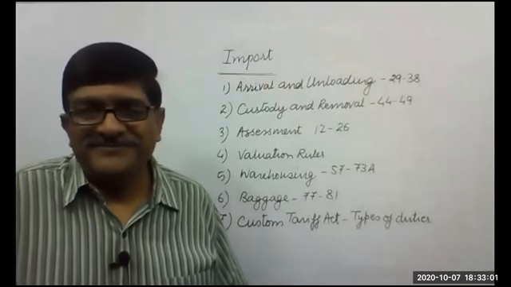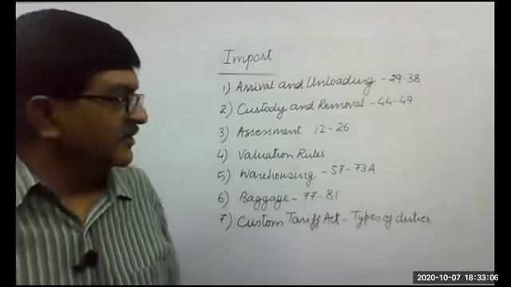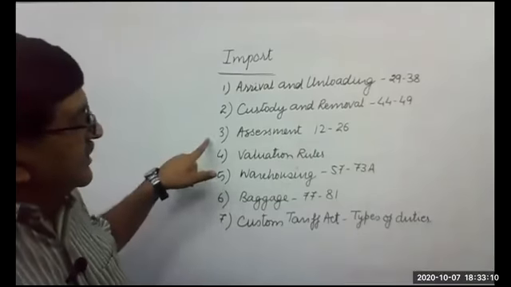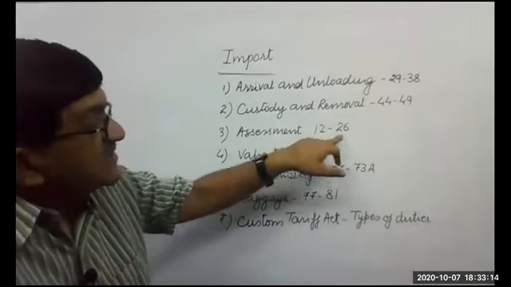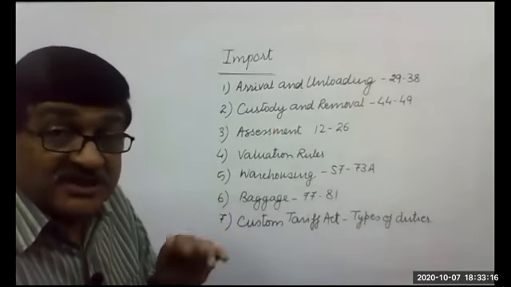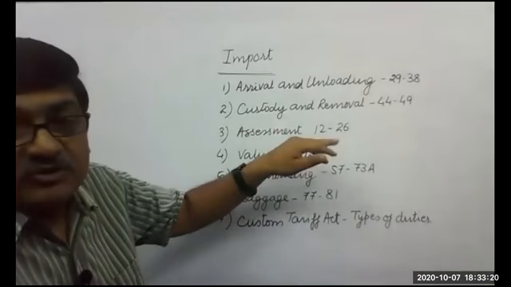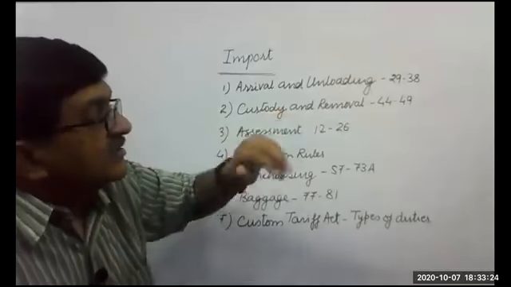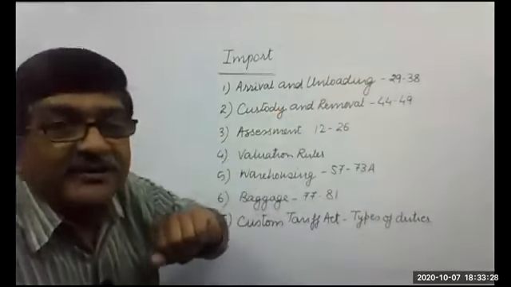What do you think? So what is left? If you look at the sequence, up to section 11 we have already done. Section 12 to 26 is here. 27, 28, that is regarding the assessment, demand, refunds, etc. So that is not a part of this. Then 29 to 38 is here. 39 to 43, those are regarding export. Then 44 to 49 are here.